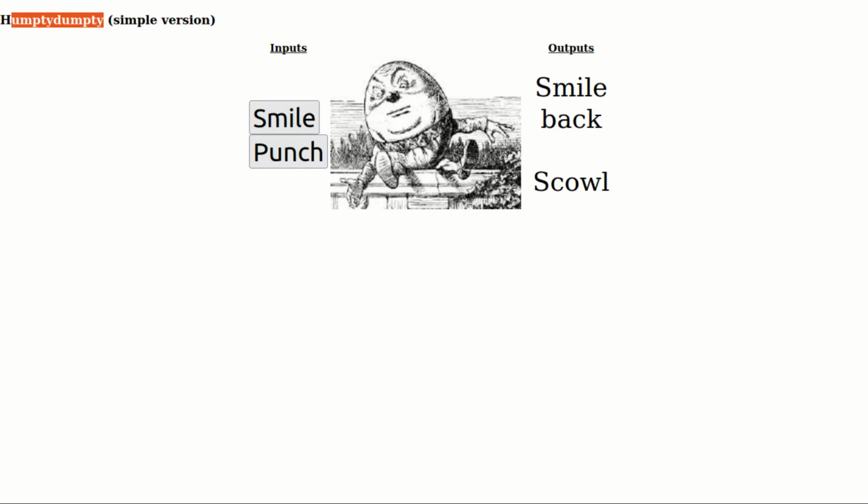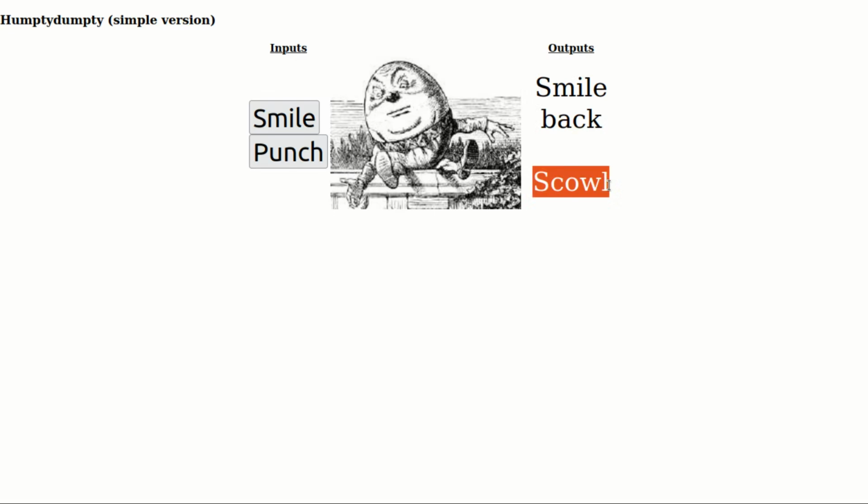Now, in our case, this simple robot can sense only two things: whether you are smiling at it, if you press this button, that's the effect of smiling at it, or whether you are punching it. So these are the inputs. Now, the outputs, there are two. Either it smiles back at you, or it can scowl at you.